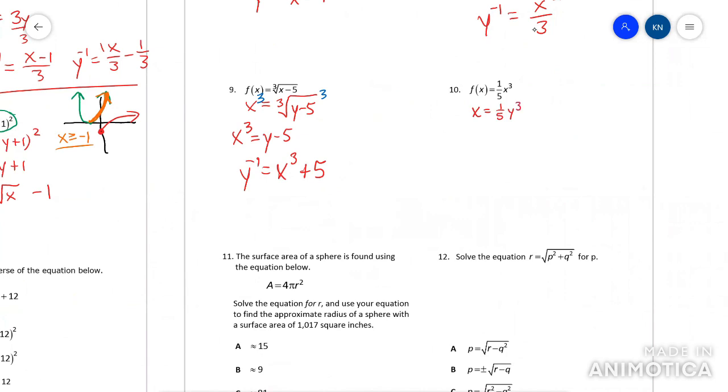Okay, you need to take care of the 1/5 first. So you're going to times it by the reciprocal, 5 over 1. So that's how I'm going to get this 5x on the left side. Now over here, what happens is the 5's cancel and the 1's cancel, and it just leaves y cubed. And then to cancel that cube, now is when you cube root it. So you end up with your inverse is the cube root of 5x.